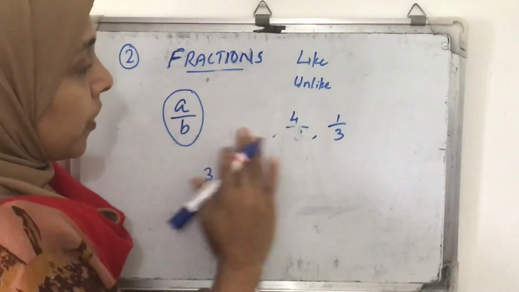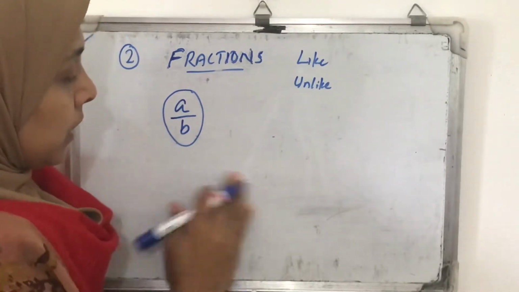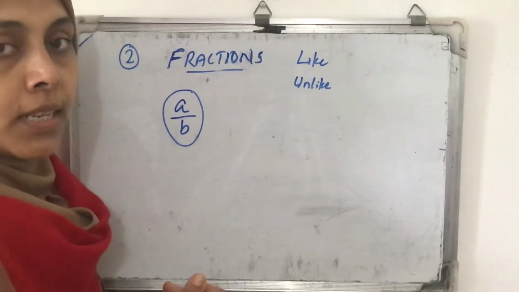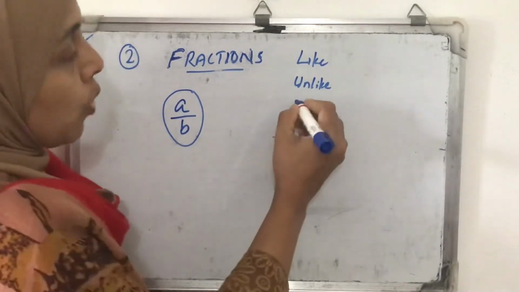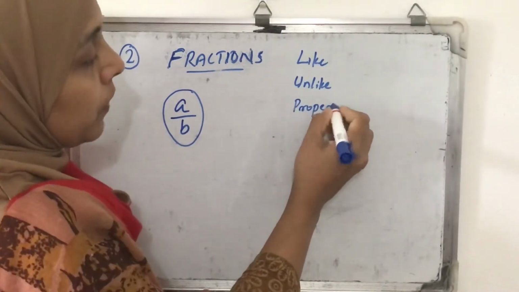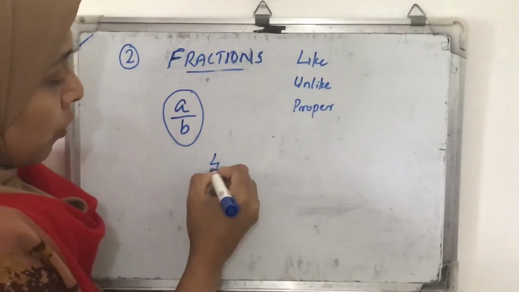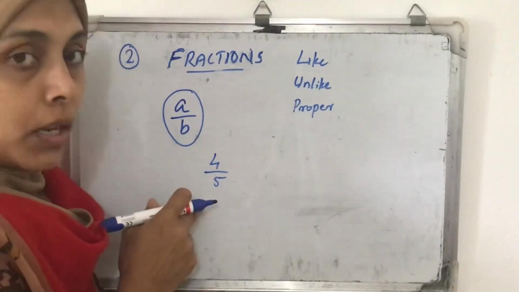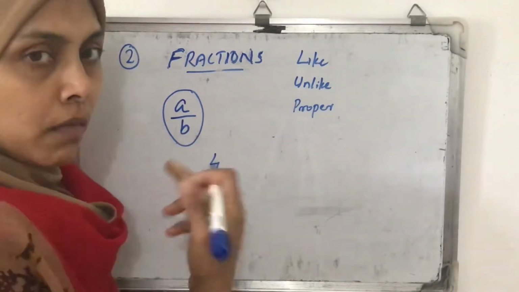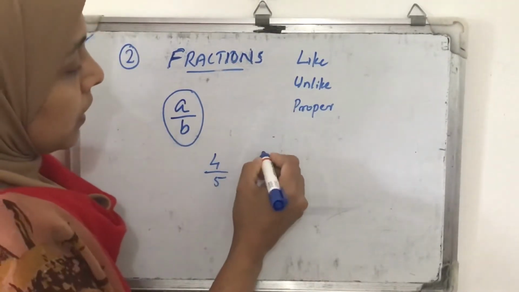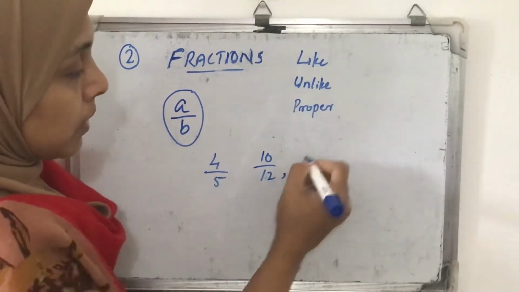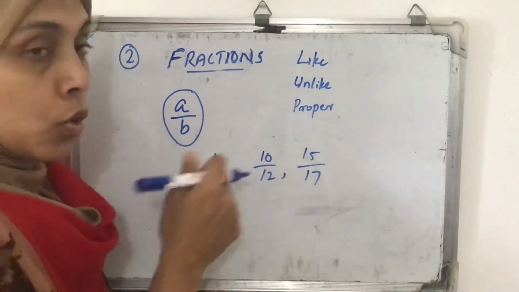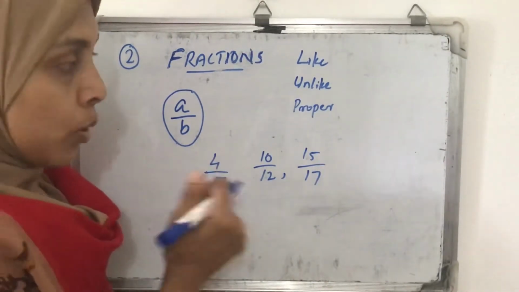Next fraction is the proper fraction. What is meant by a proper fraction? If in a fraction the numerator is less than the denominator, such fractions are called proper fractions. An example is 4 by 5. Here the numerator is 4, the denominator is 5, so the numerator is less than the denominator. Other examples we can write: 10 by 12, 15 by 70. All the denominators are greater than the numerators. Such fractions are called proper fractions.